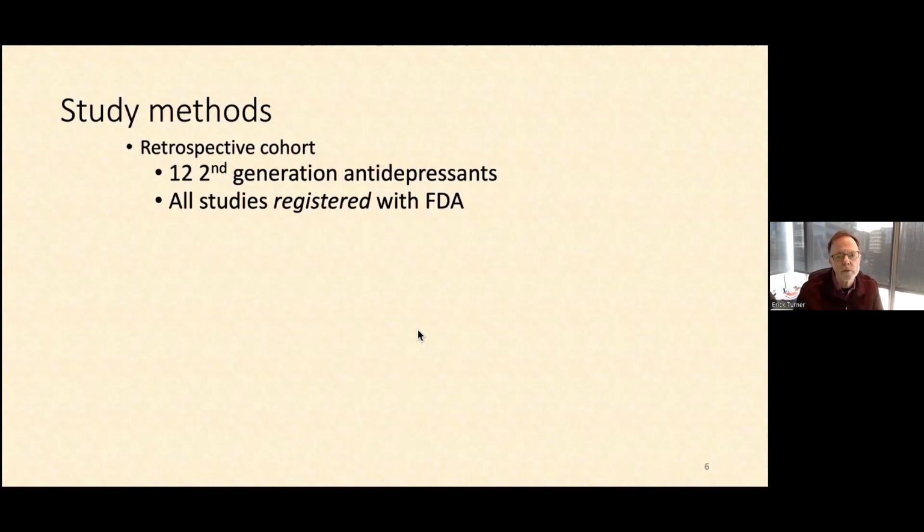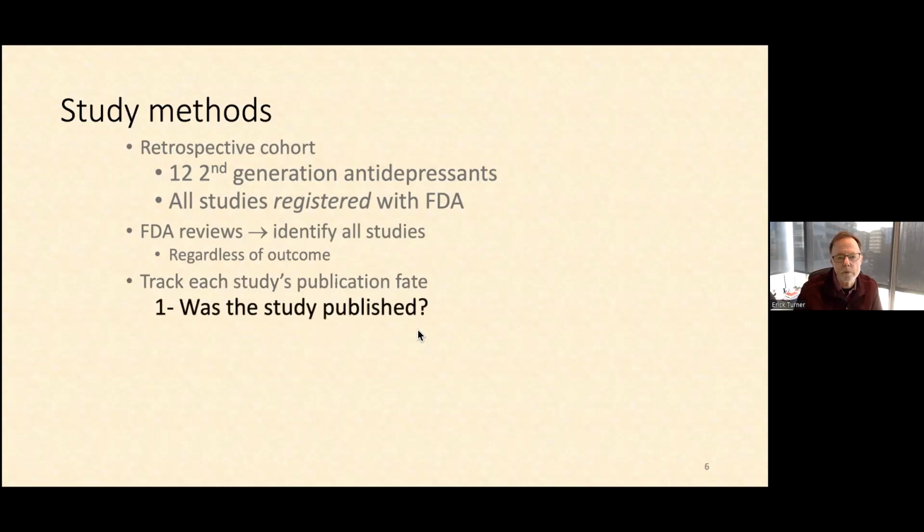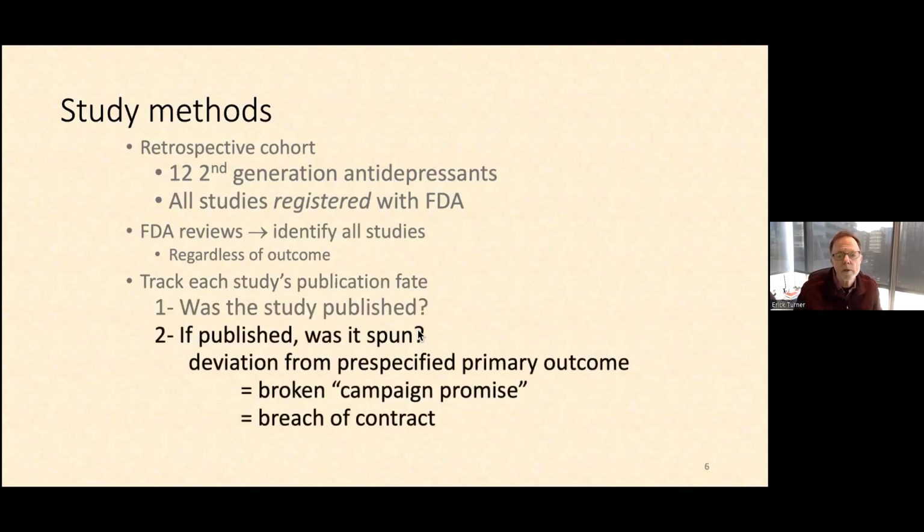So we had the data on all the studies. We knew about all the studies that had been registered with the FDA. And then using the FDA review documents, which are available online, by the way, we identified all those studies, regardless of their outcome. And then we could track each study into publication, first of all asking, was it published at all? And secondly, if it was published, was it spun, or was it published in a way that agreed with the FDA's conclusion about the study?